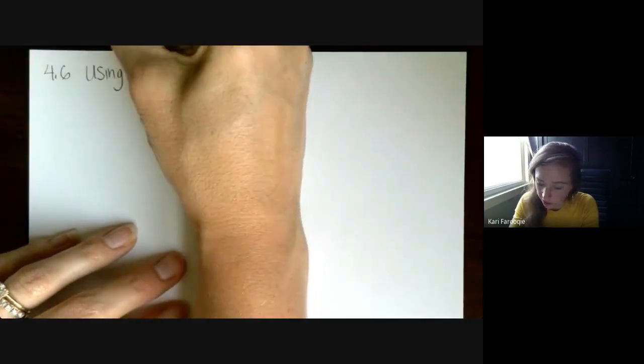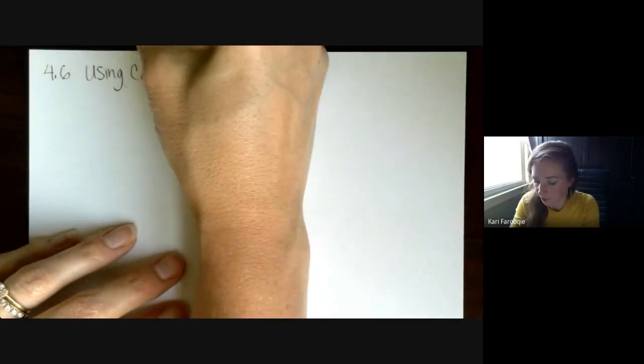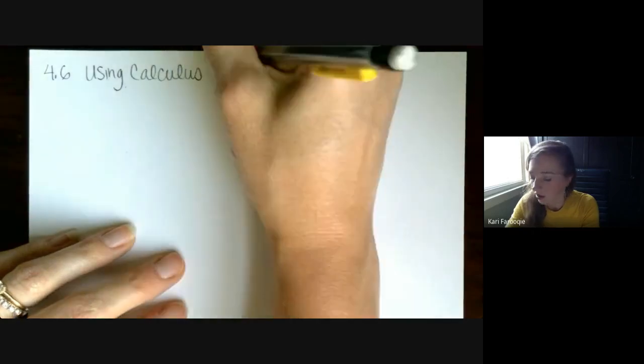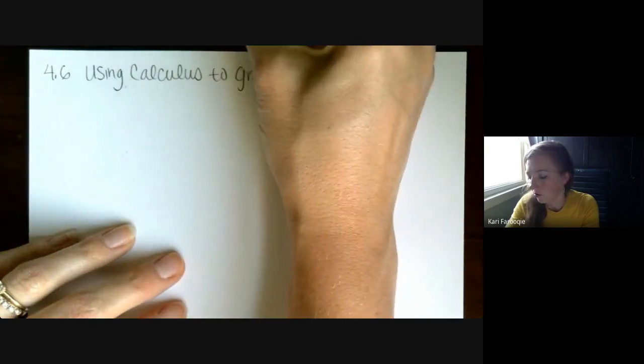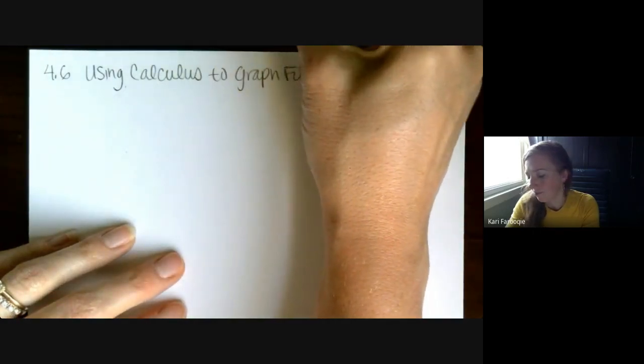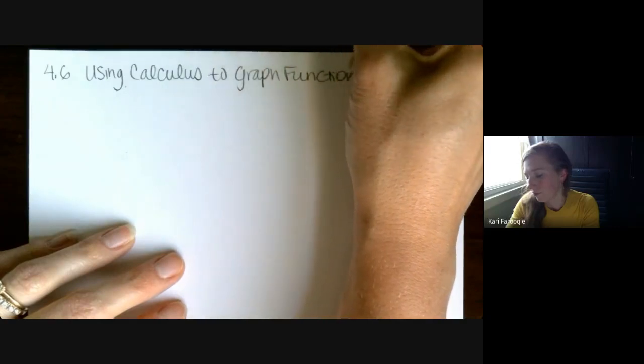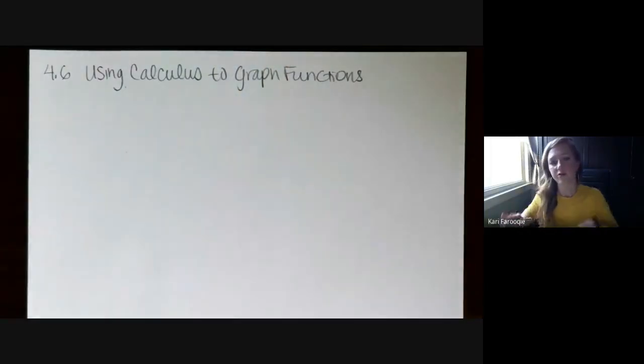So we're going to move into 4.6, using calculus to graph functions. Which is my favorite of all the sections. It's hard to choose a favorite.